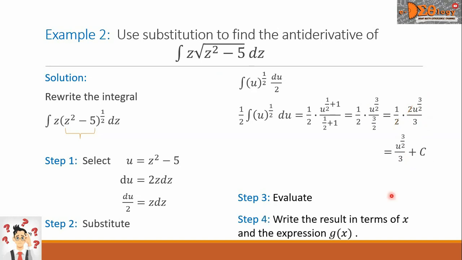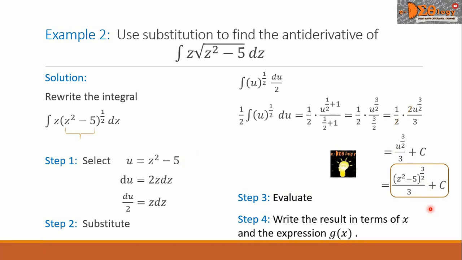And step 4, write the result in terms of x and the expression g of x. So the value of u from step 1 is the z squared minus 5, and then this is now raised to 3 over 2 all over 3 plus c. This is now the final answer.